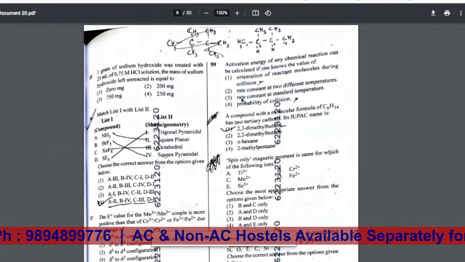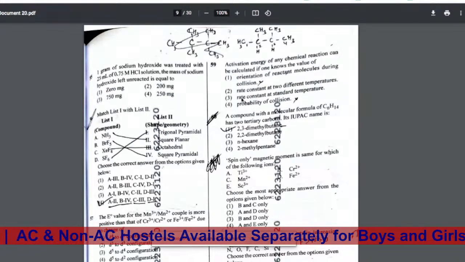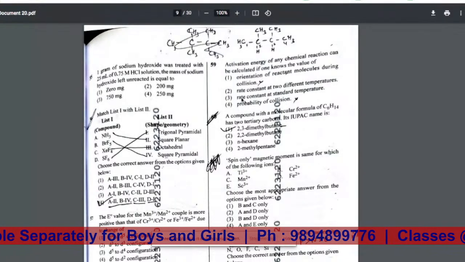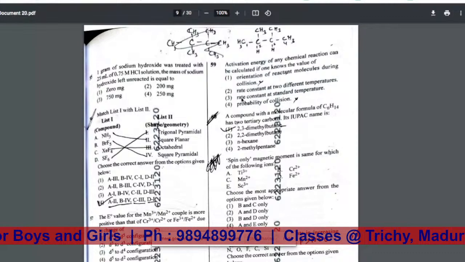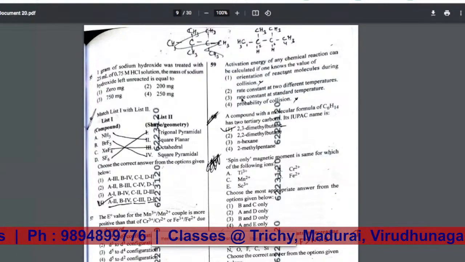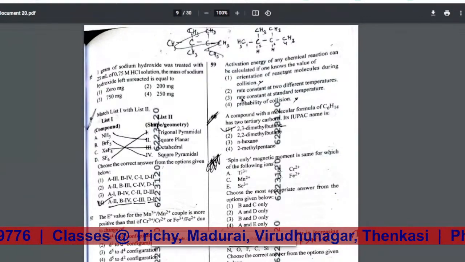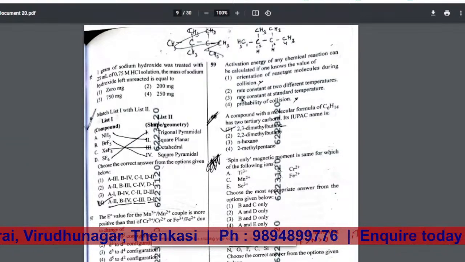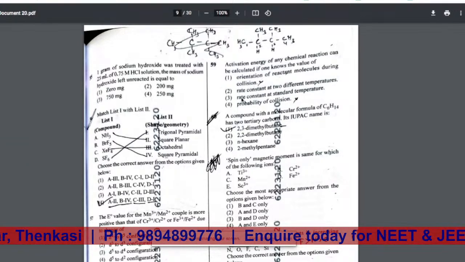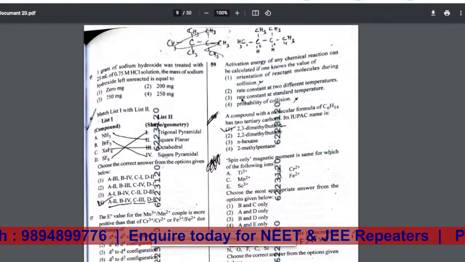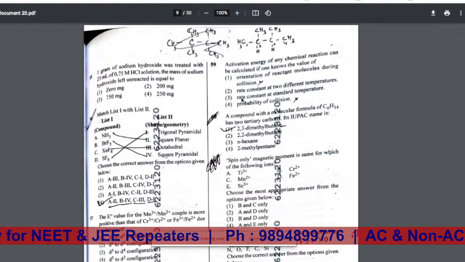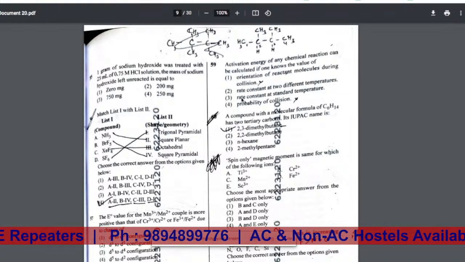Now question number 60. A compound with a molecular formula C6H14 has two tertiary carbons. What is its IUPAC name? It has two tertiary carbons, meaning two 3-degree carbons. So the main parent chain will be of 4 carbons, and there will be 2 methyl groups as substituents, at the second carbon and third carbon. So its IUPAC name will be 2,3-dimethylbutane.